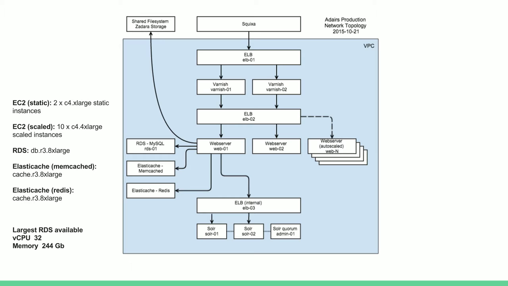And there's a Solr service, don't worry about those, and then on the left there you can see there's the RDS database and two ElastiCache servers which are running Memcache and Redis. And so that RDS database, being the largest one available, has 244 gigs of memory and 32 virtual CPUs. So what this proved to us is that you can have the most amazing and powerful environment available, and if your code is rubbish, then you can still crash the site.